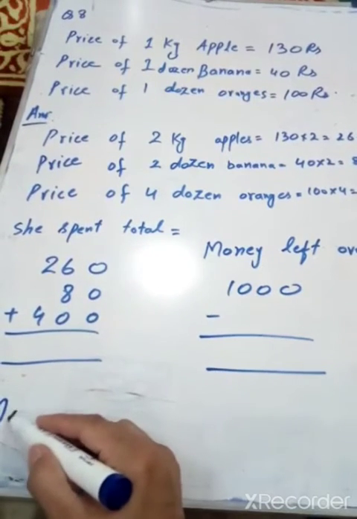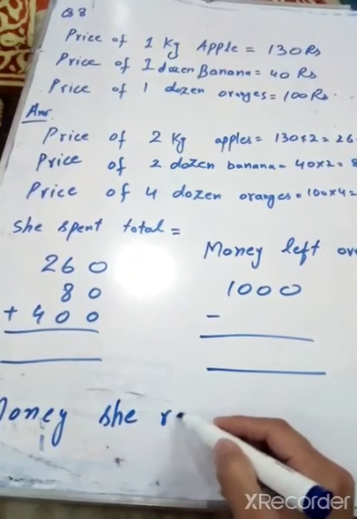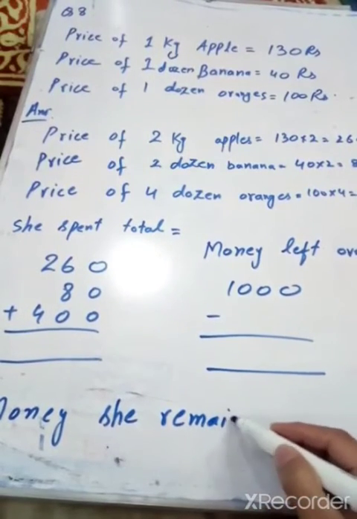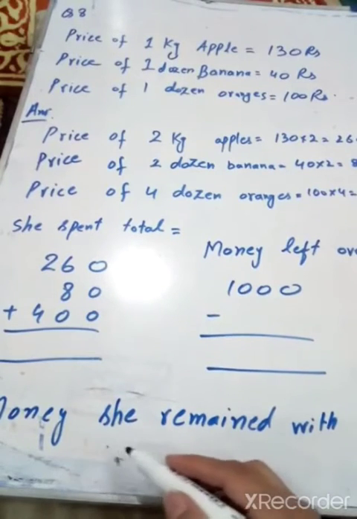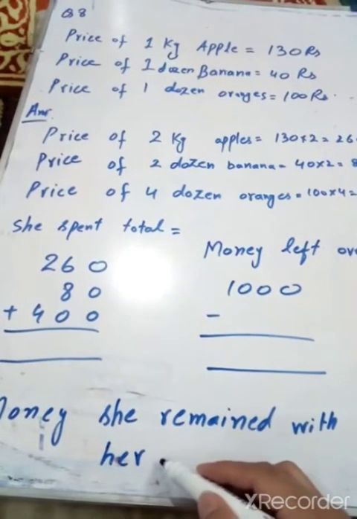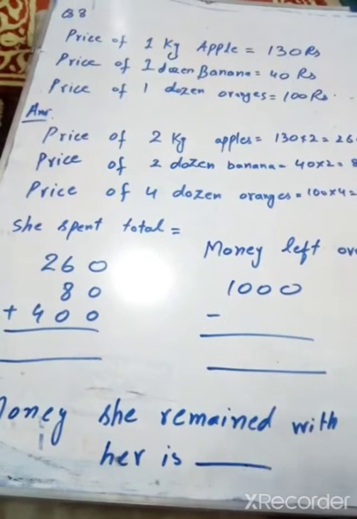Money that remained with her is, you can write that answer here. So that's how you solve question number 8.